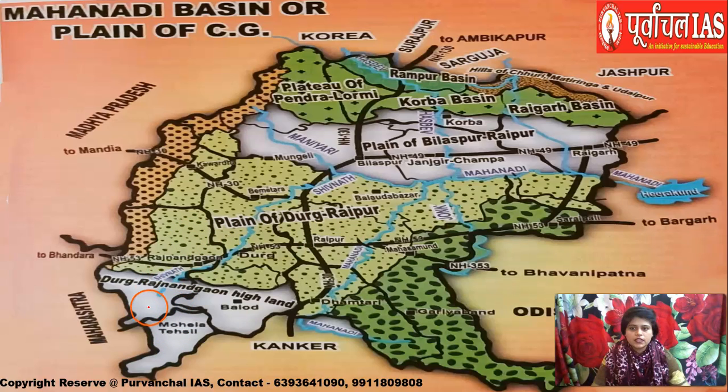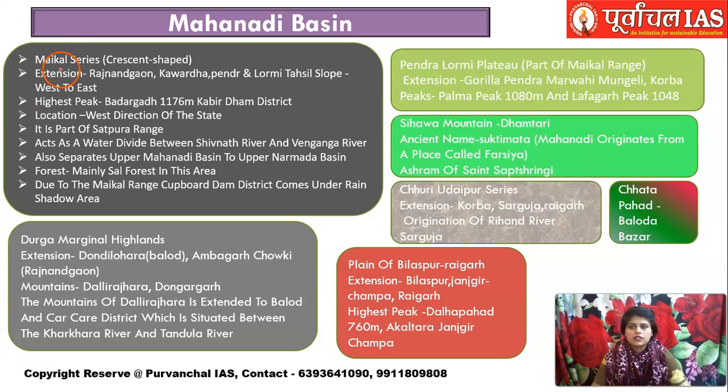Now let us see. This is Durg Rajnandgaon Highland. We have Balod here. This is Dhamtari, Gariyaband, Mahasamund, Raipur, Bemetara, Kawardha, Pendra Lormi, Korba Basin, Bilaspur, Janjgir, Raigarh, and a little bit of Hasdev coming here. And you can see that we have a lot of rivers here. See, the Mahanadi river itself has its tributary Shivnath. Tributaries like Jonk, then Hasdev, then Manihari, so a wide area is being drained by several rivers. Now let us understand about them in a little bit of detail.